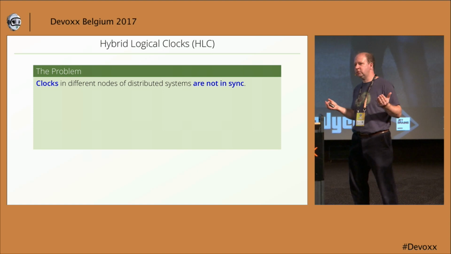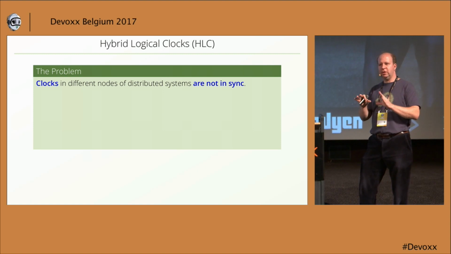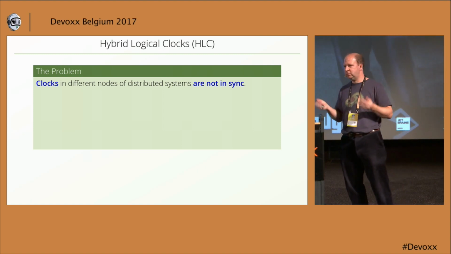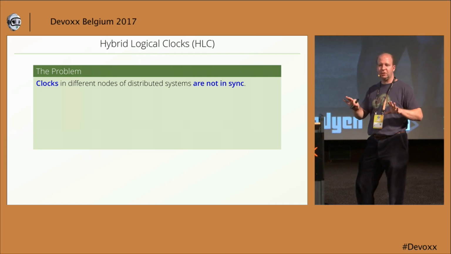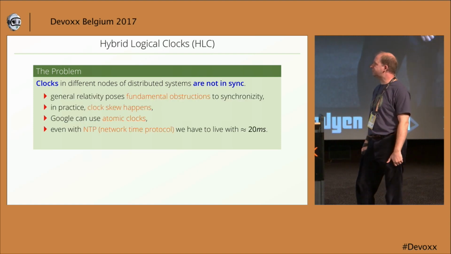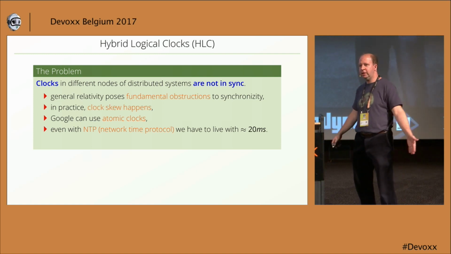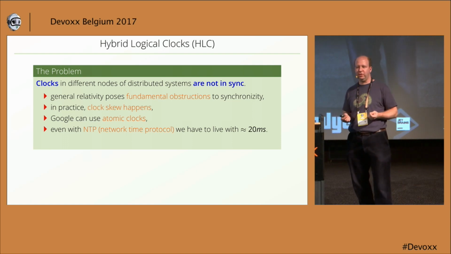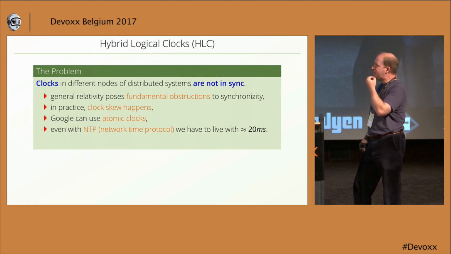Well, okay, Google uses atomic clocks and GPS clocks and everything. That gets it down to a very small clock skew, maybe 20 milliseconds or even better with atomic clocks. But it's a fact of life. In a distributed system, clocks are off from each other. So there's a clock skew. Why is that? Well, there is general relativity. So there are fundamental reasons in physics why you can't get them in sync, but this doesn't play a big role in practice. In practice, it just happens. Clocks are not perfect. They run slightly faster or slower.